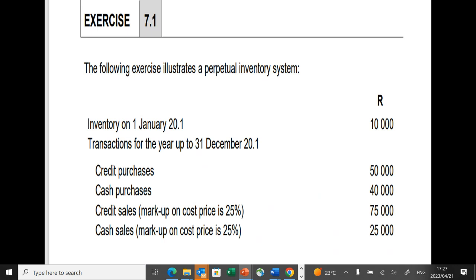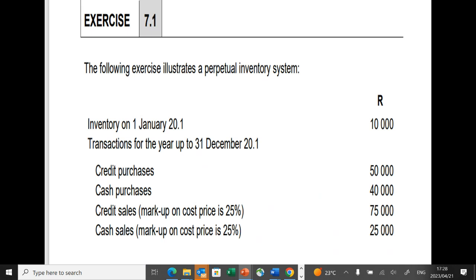We also made credit sales. We have sold the inventory to our debtors. That's a credit sale to our clients on credit, for how much? For 75,000. We've also made what? A cash sale of how much? Of 25,000 Rand. But what is important here in this bracket is that the markup on cost price is 25%.